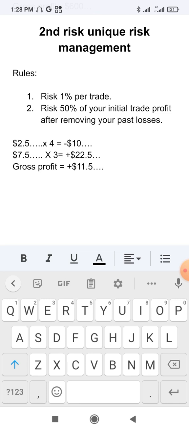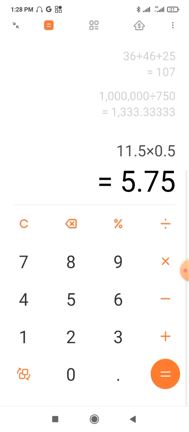Instead of risking 2.5 on the next trade, you are going to risk 5.75. As I've said, you don't need to use the second risk management rule, because it's a little bit technical, but it is very simple. It's just simple mathematics. But if you still don't get it, you can just stick to the first one. But if you get it, just ride along with me. So you have 5.75 to risk on a trade.